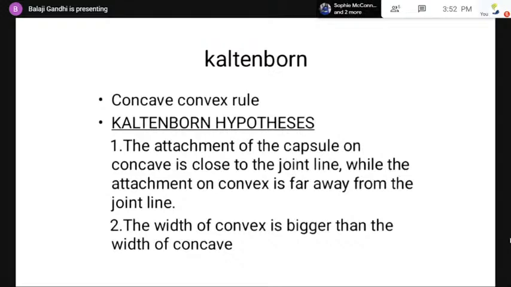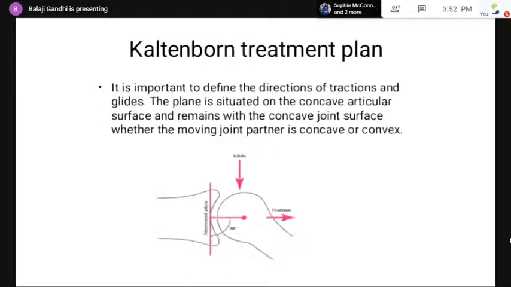Yeah. Now we'll see the Kaltenborn treatment plan. So what is the treatment plan here? Let's define the directions of the tractions and glides. The tractions and the glides are combined by Kaltenborn. Other authors have not told about the tractions, only about the glide. That's it. Kaltenborn told you to apply the tractions, and along with the traction, give the glides. This is what Kaltenborn told.